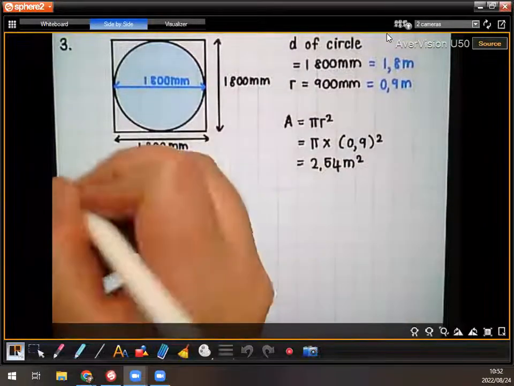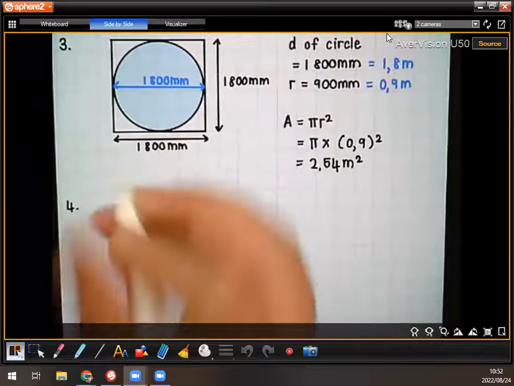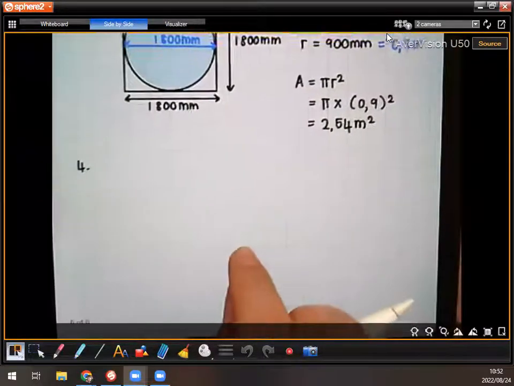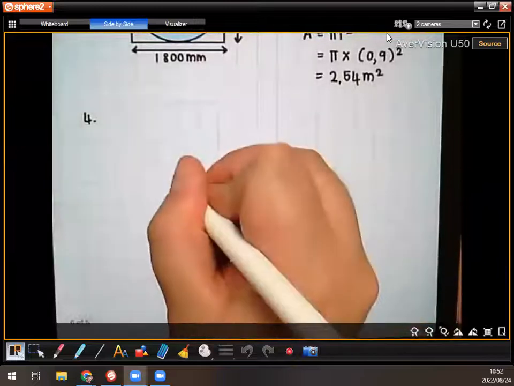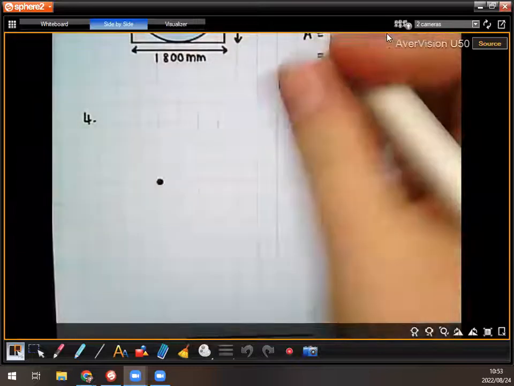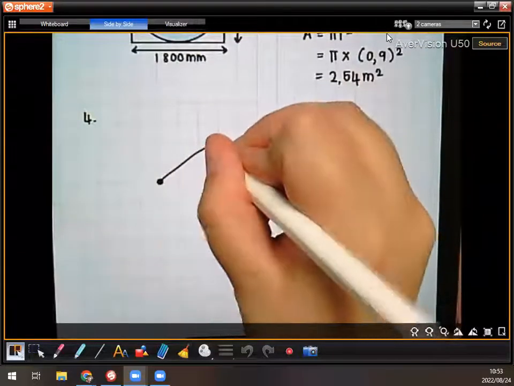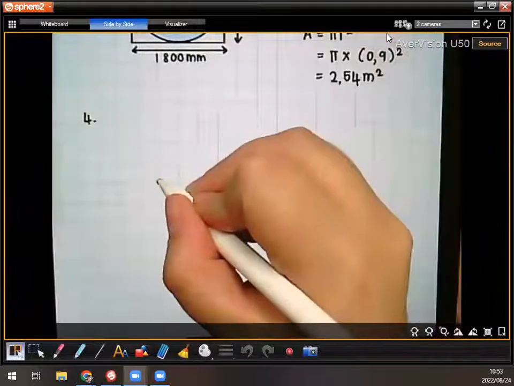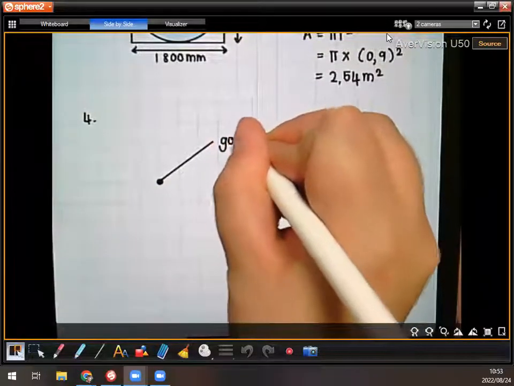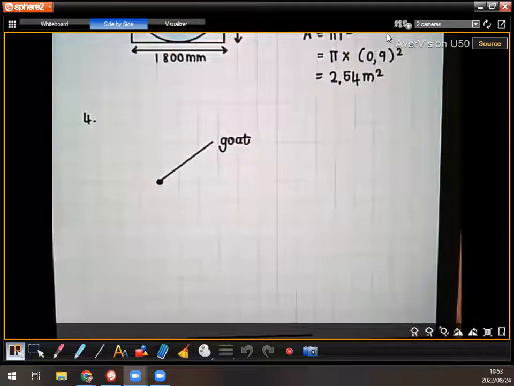Okay, number 4 was an interesting question that I've seen in many tests and exams before. You have a post, right? And then you have a goat that is tied to this post by a rope, all right? So that is the rope. And here you have a goat. I'm not going to try to draw one. You can draw one if you want.